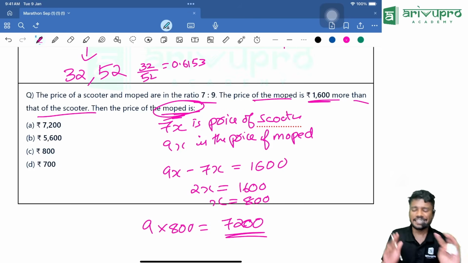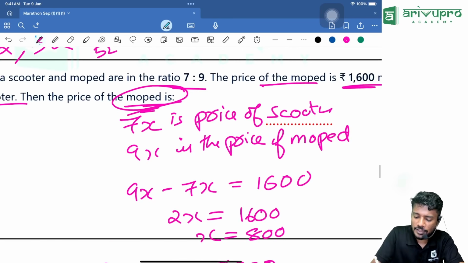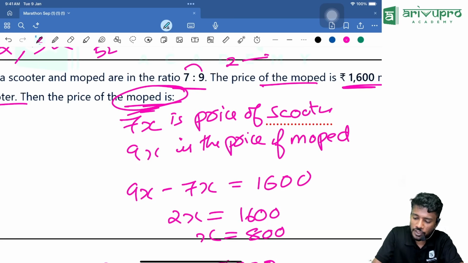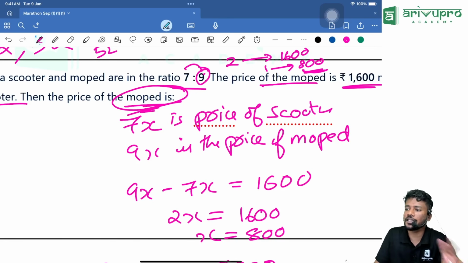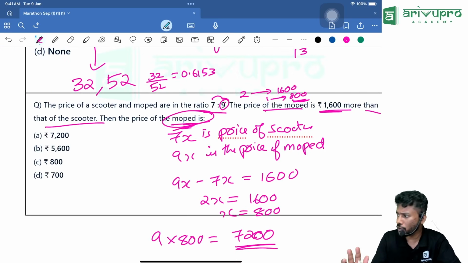7,200. Option A. This is one method. Another method is the easiest one. What is the difference between 7 and 9? 2. So according to the question, 2 is how much? 1,600. So 1 will be how much? 800. If 1 is 800, then 9 will be how much? 9 into 800. That is now how much? 7,200. That way also you can find.